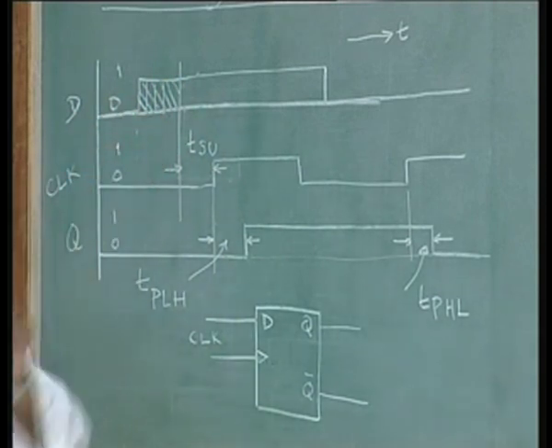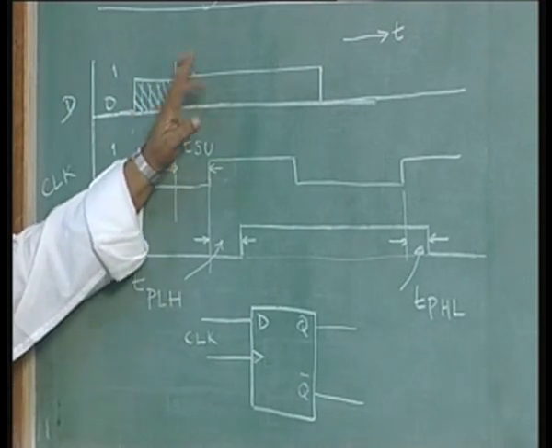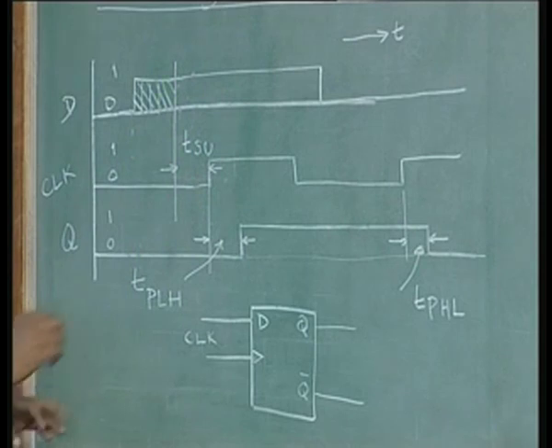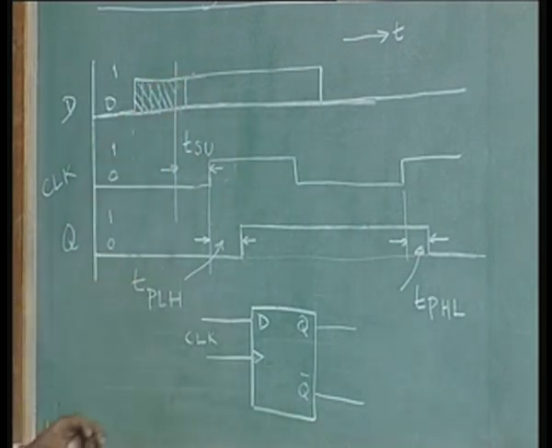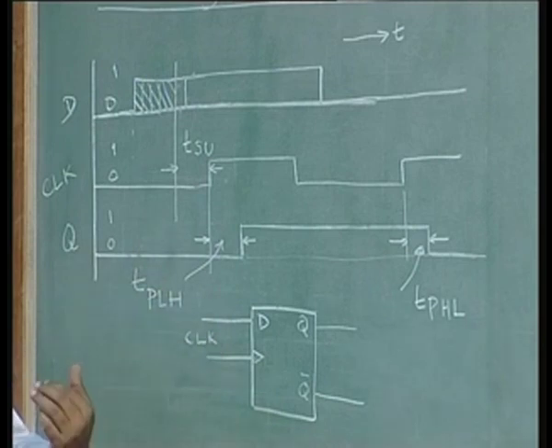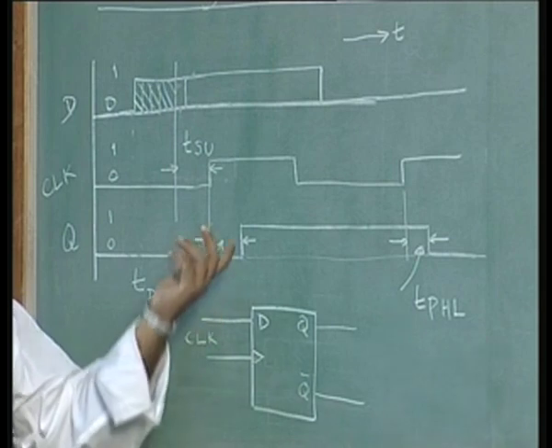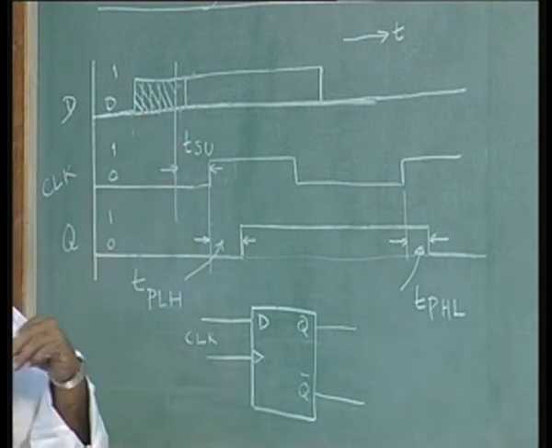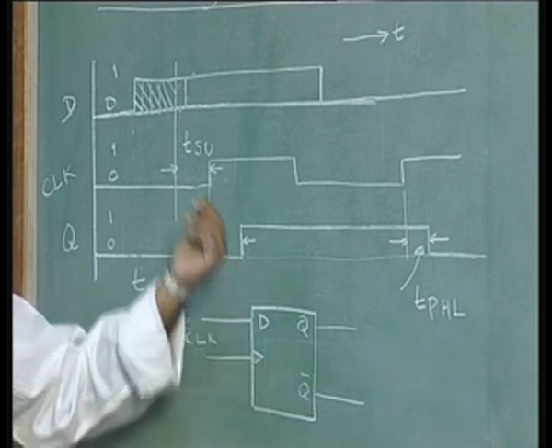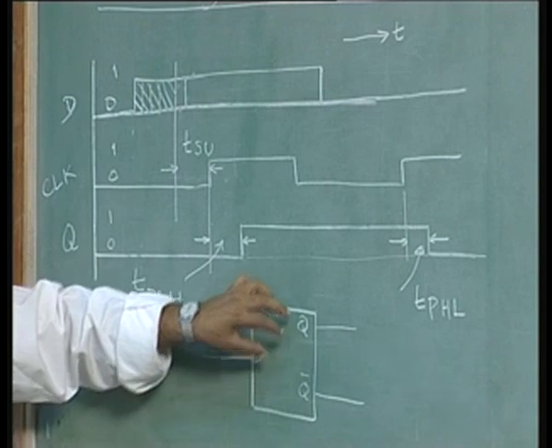Beyond this point, the problem is, what will happen if you make it beyond this point? Supposing you let the D change here, can you positively say that this input will not be recognized? No, these are all typical values. It may or may not. What we can say is it is not guaranteed. The transition being captured by the flip flop is not guaranteed.